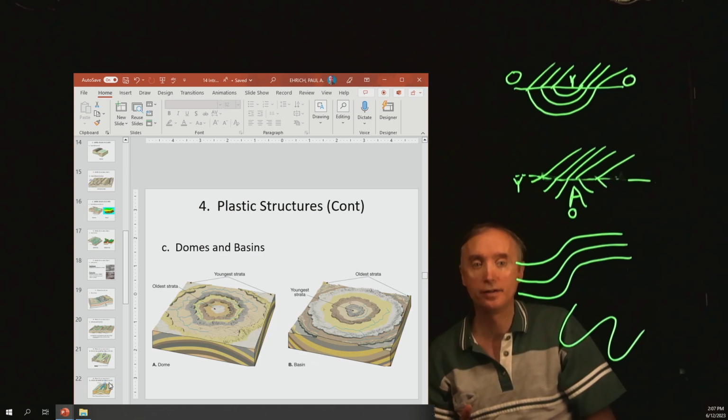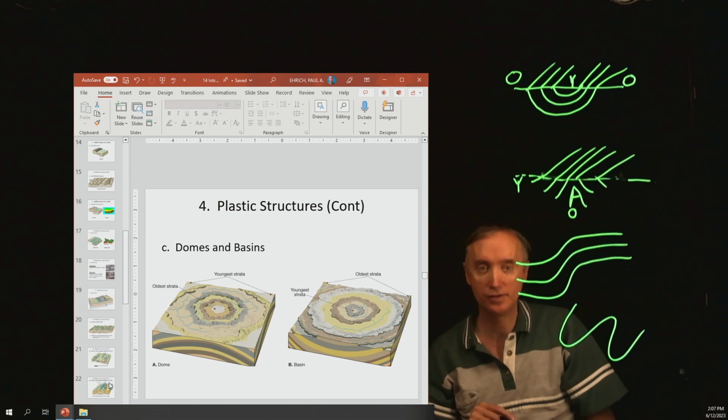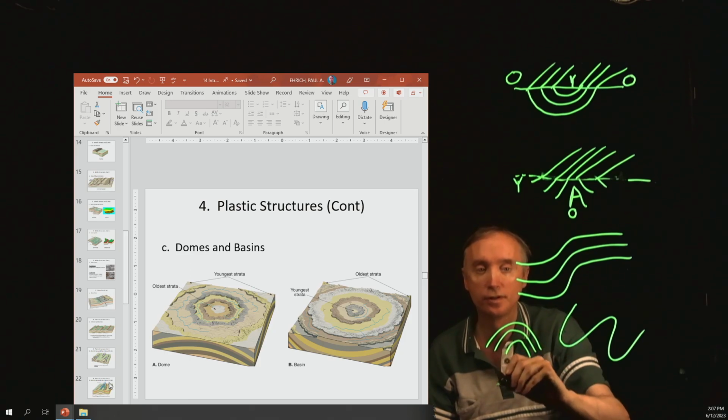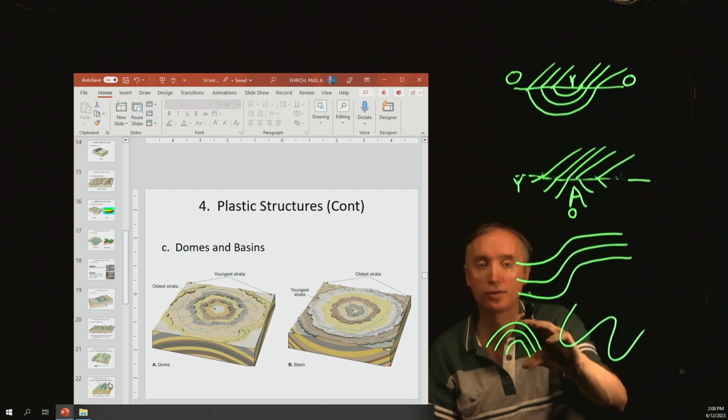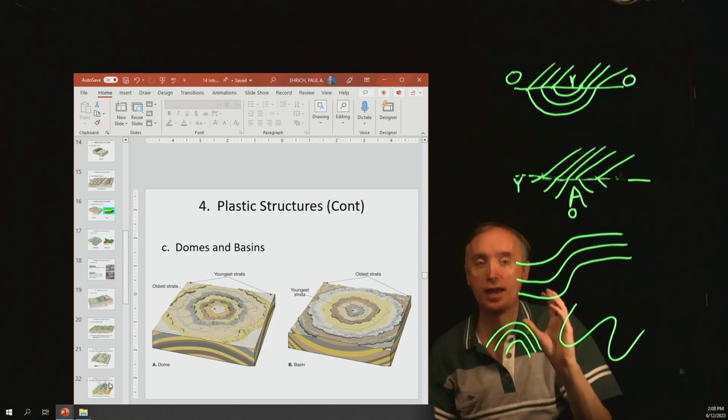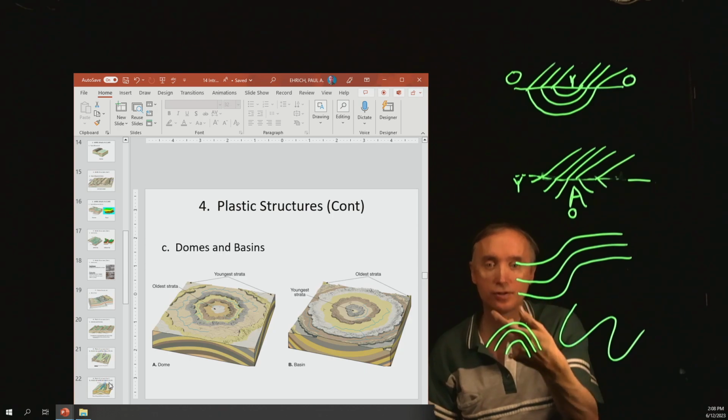Okay, the third kind is going to be domes and basins. So you can think of a dome as being a three-dimensional anticline, and then a basin is a three-dimensional syncline. Because look at that dome from the sideways view. From the sideways view, on one side of it, you can see that the rocks are doing this. But if you also look at the rocks over here on this side, you would see that they're doing the same thing. So it's kind of like an anticline, but it's in three dimensions.